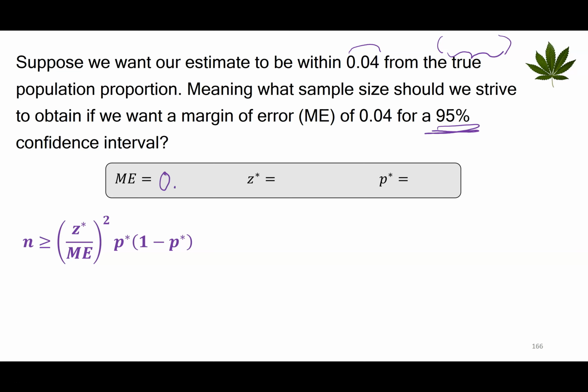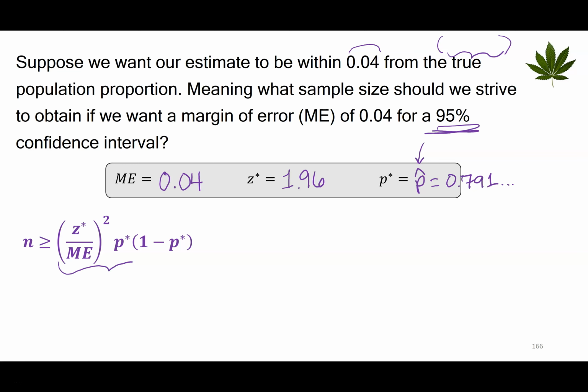So 0.04, that's my margin of error. 95% confidence interval, I'm going to have the same z star then, so 1.96. And p star, you can use 0.5 if you have no sample information. But since we do, it's going to be p hat. So that 0.791. And once again, this is a value where I think I plugged in the exact number.